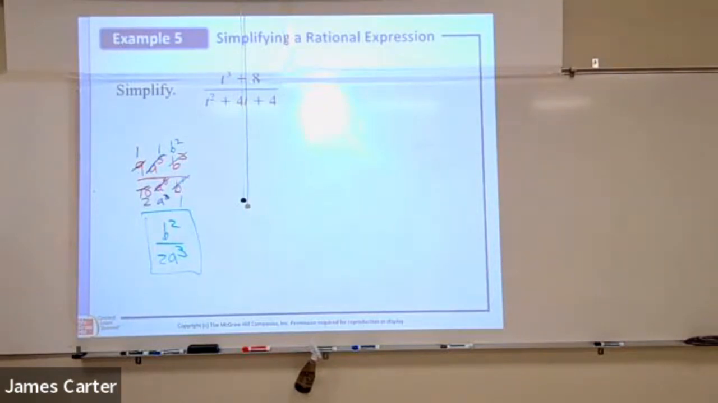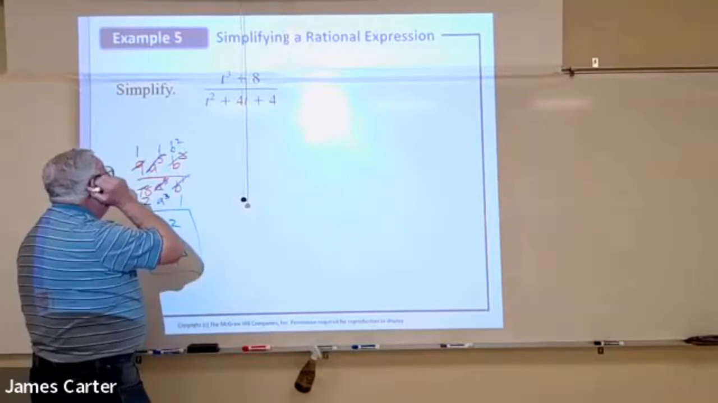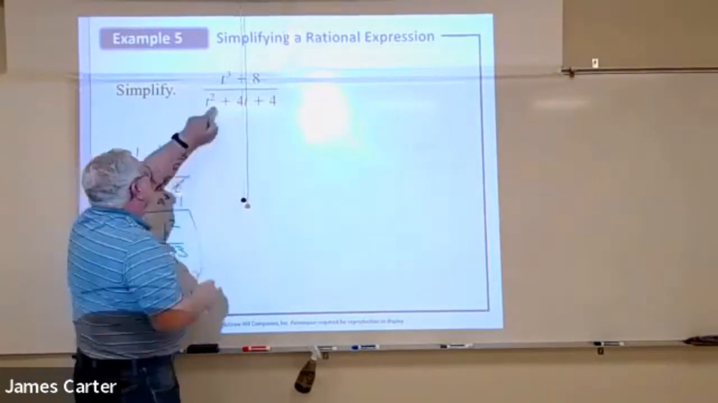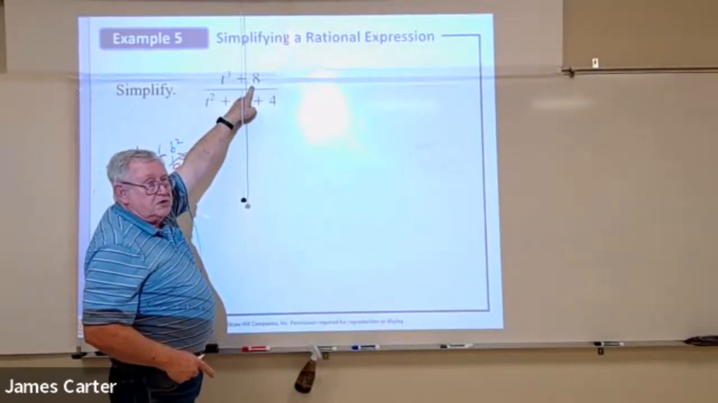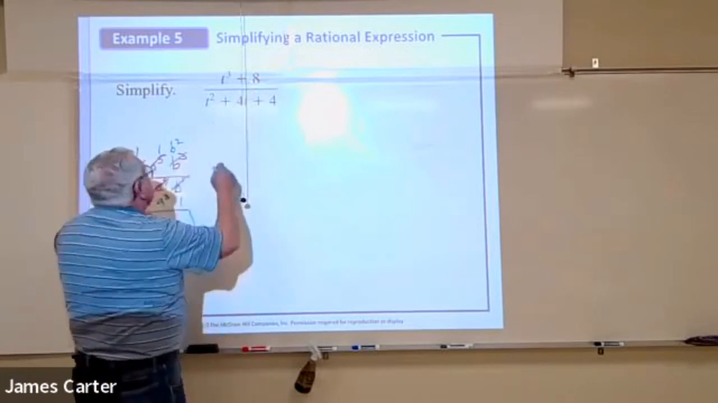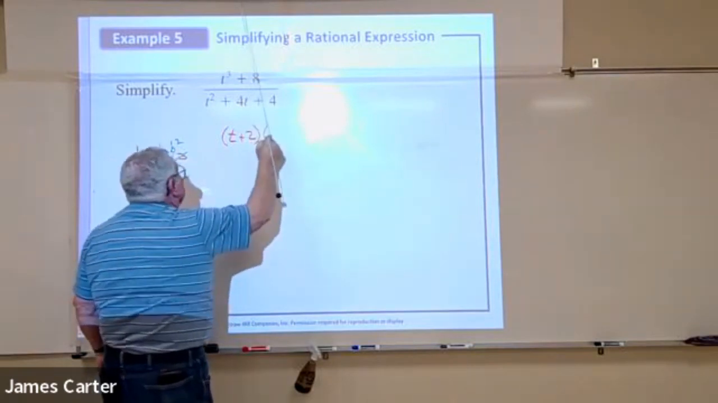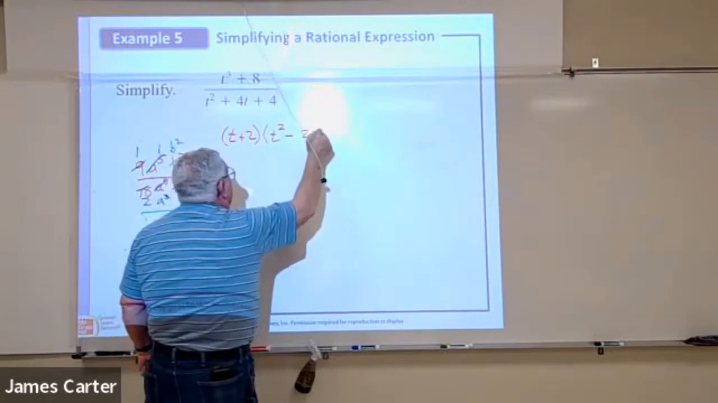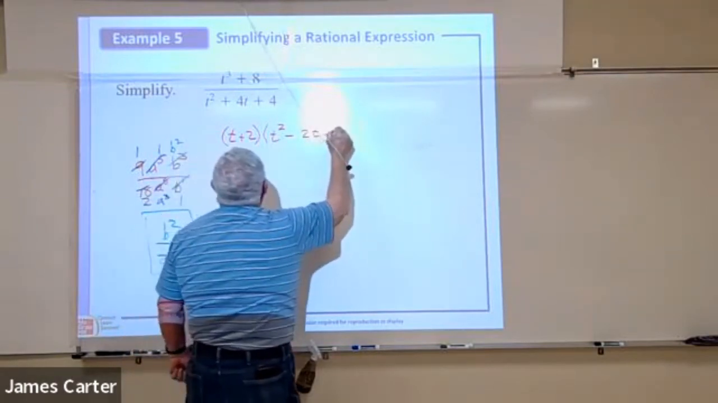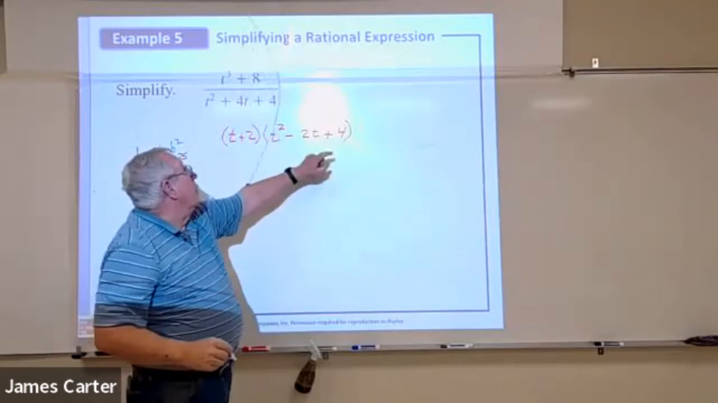Okay, a little more difficult this time. Now we've got pluses and minuses we have to worry about. In terms of the numerator, perfect cube on the top and the front, perfect cube on the back: 2 times 2 times 2. So that factors into t plus 2 times t squared minus 2t plus 4, or in other words, 2 squared.